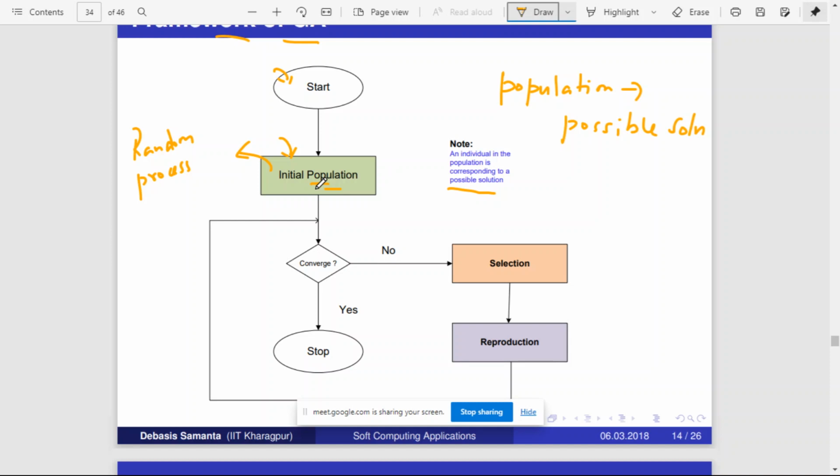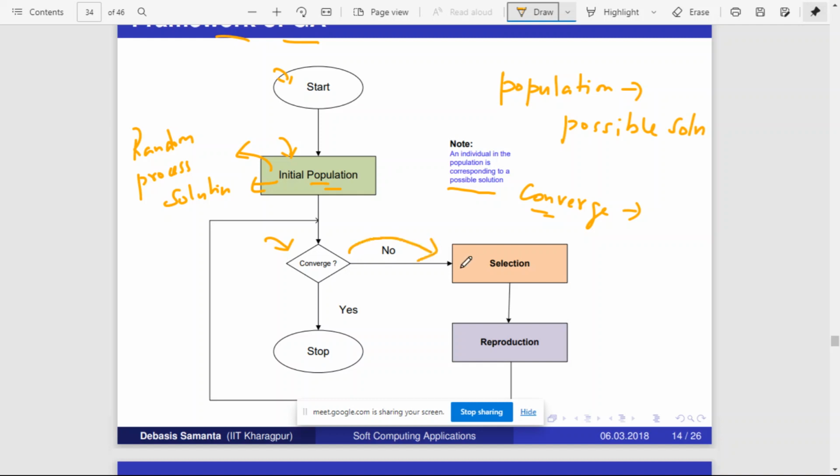Then from this initial population, we randomly choose any one individual. An individual is nothing but a solution, one of the solutions. Then you check whether it is converged or not. Converged means, are you happy with the solution? Am I okay with the solution? That is called converged. Initially we may not be converged, because it is a random solution. If the solution is not converged, then go to the next step.